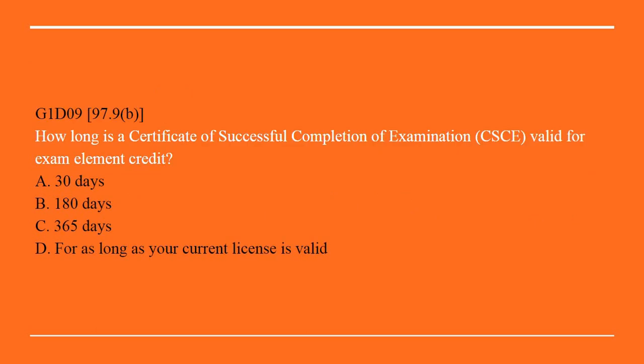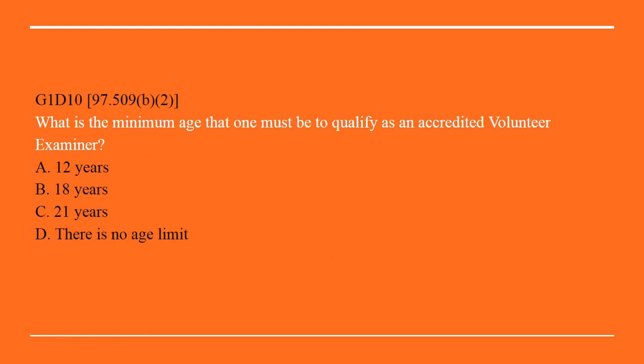G1D09. How long is a certificate of successful completion of examination valid for exam element credit? A, 30 days. B, 180 days. C, 365 days. Or D, as long as your current license is valid. Correct answer, C, 365 days. G1D10. What is the minimum age that one must be to qualify as an accredited volunteer examiner? A, 12 years. B, 18 years. C, 21 years. Or D, there is no age limit. Correct answer, B, 18 years old.